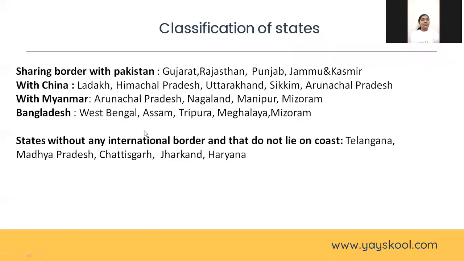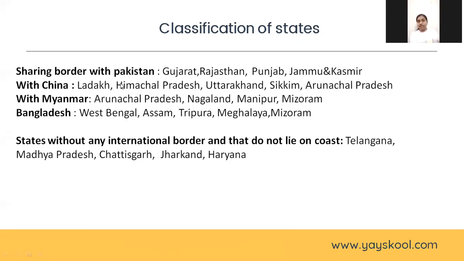Coming to the classification of states, how are we going to classify? We are just grouping them according to the countries with which they share the border. First, the states that share the border with Pakistan. What are those? Gujarat, Rajasthan, Punjab, and Jammu and Kashmir. Jammu and Kashmir is a UT. Okay, and then the states sharing a border with China. What are those?